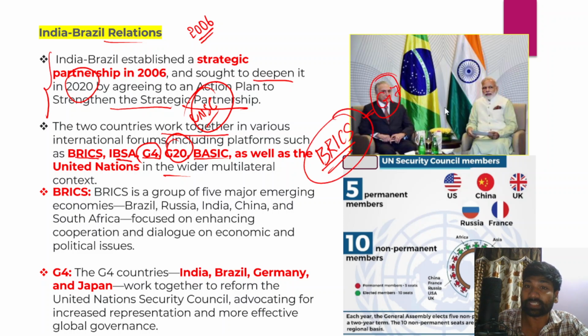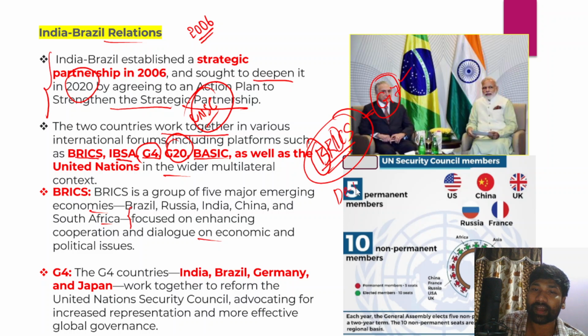Challenging the G7 group is the threat and challenge from even the BRICS grouping. In this BRICS grouping, both Brazil and India are founder members. And BRICS, as we all know, yesterday we discussed this BRICS grouping. BRICS is a group of 5 major emerging economies: Brazil, Russia, India, China, and South Africa. And the BRICS grouping focuses on enhancing cooperation and dialogue on economic and political issues.